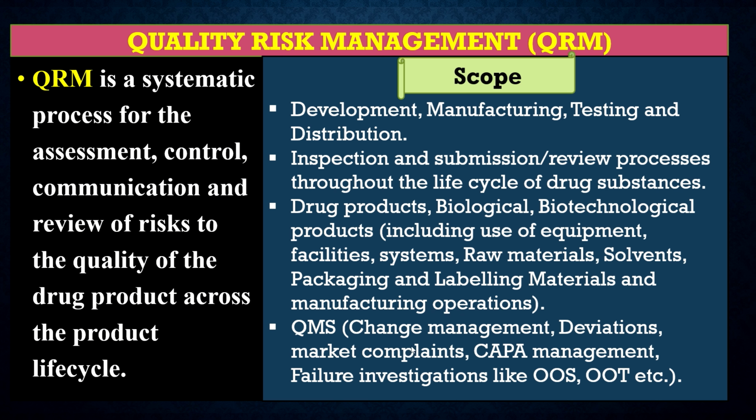And coming to QMS also, change management system, deviations, market complaint management. In case of failure investigations like OOT, we need to apply this QRM. It is a systematic process to assess all the risks associated with the manufacturing process, testing process and distribution process, every aspect. And we need to have control measures for those risks. What are the existing controls we have in the facility and systems, and what we need to implement to mitigate or reduce that risk. These are the control measures.